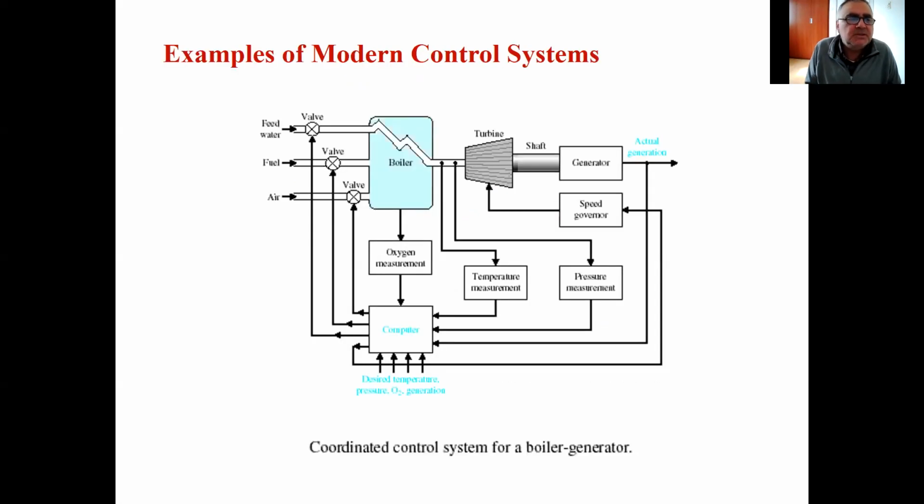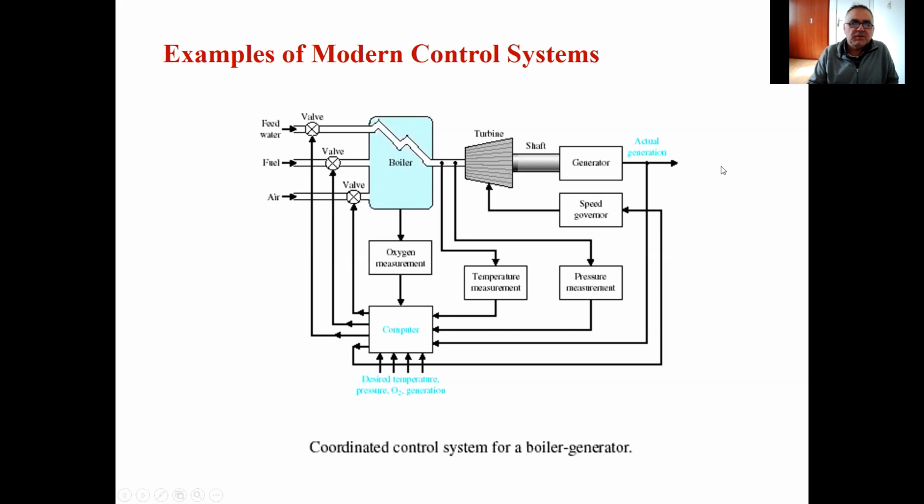But if you have something like this, a boiler control system, boiler generator, you have 3 valves which have to be controlled at the same time, and you have many measurements coming from your turbine, generator, and shaft. You have pressure, temperature, and oxygen measurements, and that regulates the 3 valves: feed water, fuel, and air valves. At the same time, a human operator cannot do that. Even 3 human operators cannot do that. You have to have a coordinated system with a computer to do this.